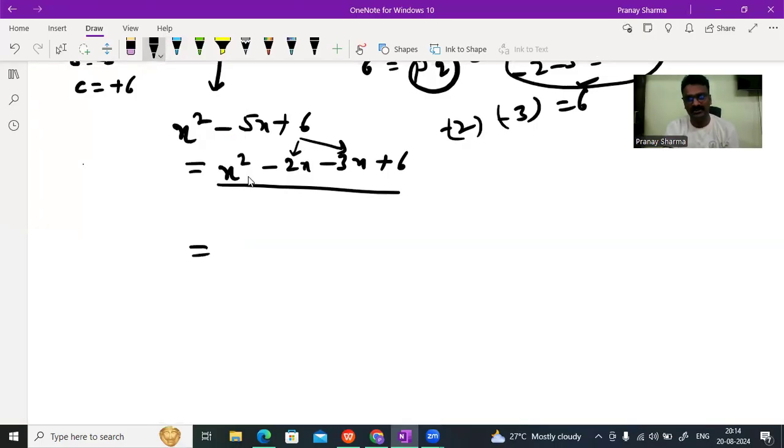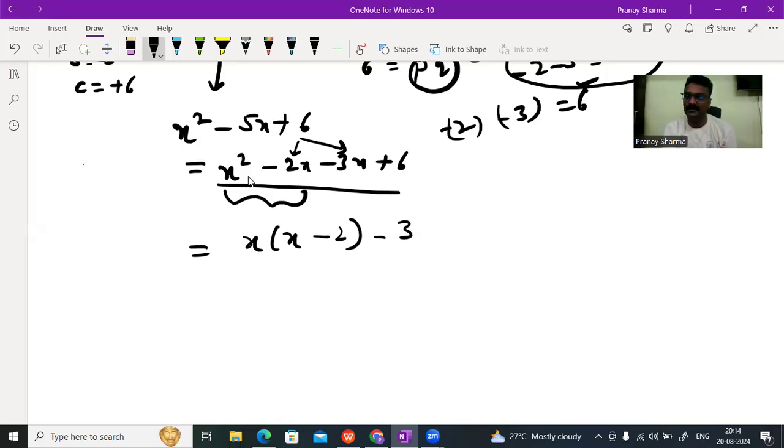So if you can actually take x as common from the first two terms. So here we have x, right? X has been taken out as common. We are left with x. When you multiply this x with this x, you will get x square. Okay. And here we have minus 2. When you multiply this x, which is outside this parenthesis, with this minus 2, you will get minus 2x.